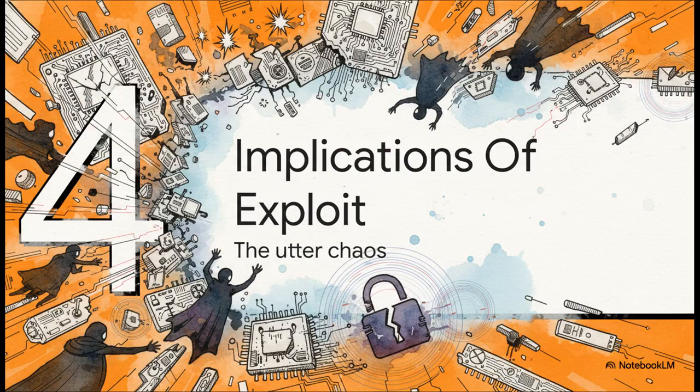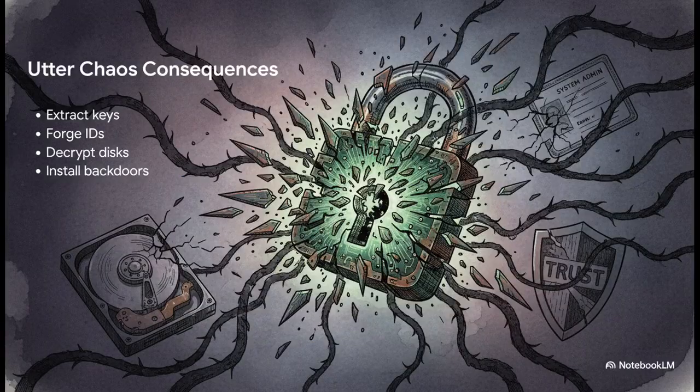All right, let's look at Section 4, Implications of the Exploit. As the researchers were quick to point out, compromising the CSME completely obliterates the cryptographic chain of trust for the entire platform. The result? Utter chaos. Once that chipset key is exposed, attackers can forge hardware IDs to perfectly impersonate devices. They can decrypt hard disks that are relying on hardware-backed keys. They can strip away DRM protections on digital content.